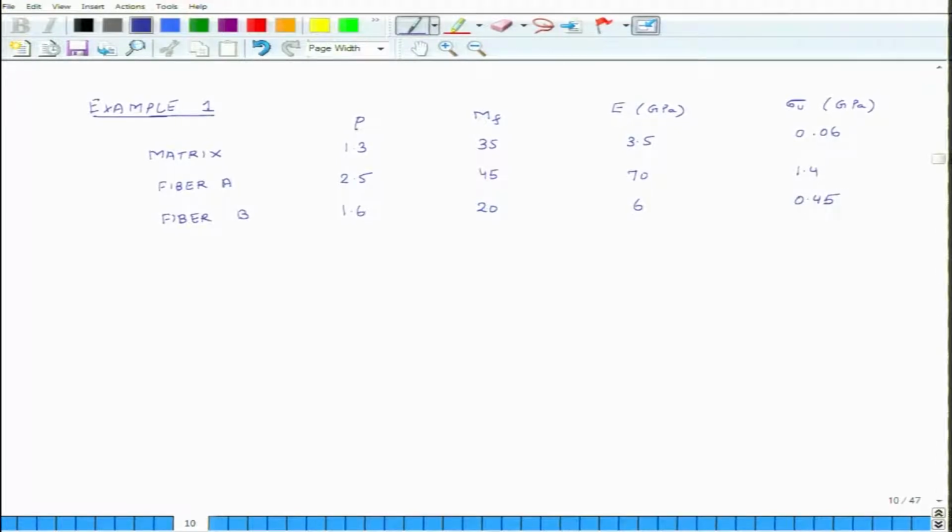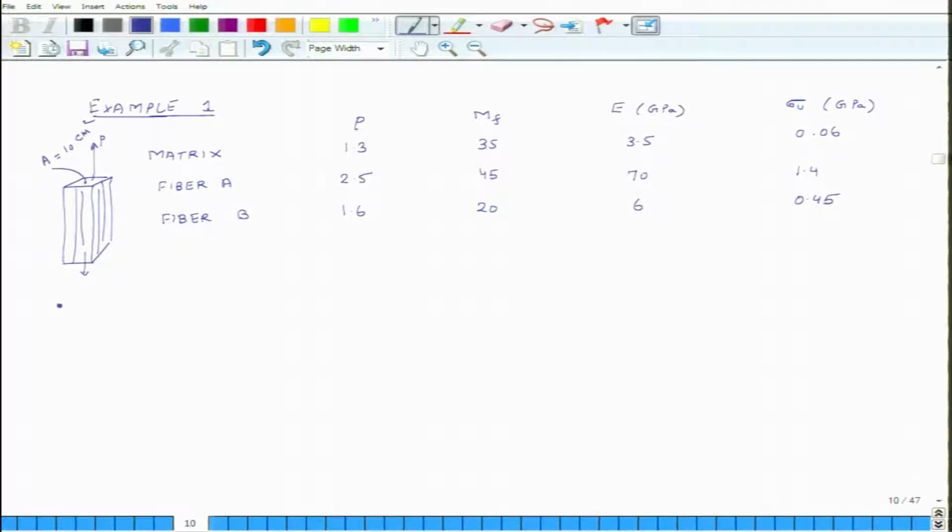So, with this information we have to find out three questions answered. But before that, this is a rectangular slab of composite and we are loading it in this direction. Fibers are like this, and this cross sectional area A is 10 cm square. Okay. So, this is additional information which is given.